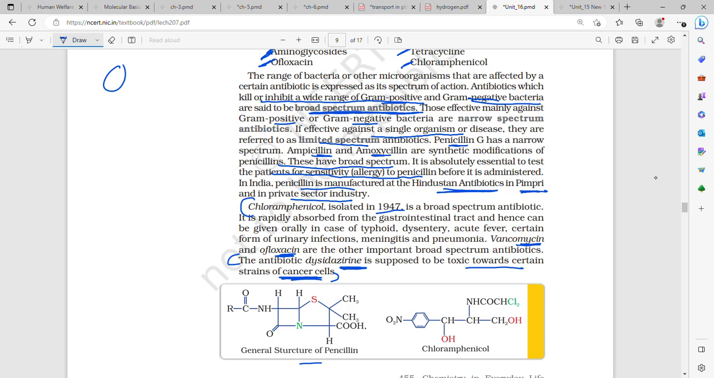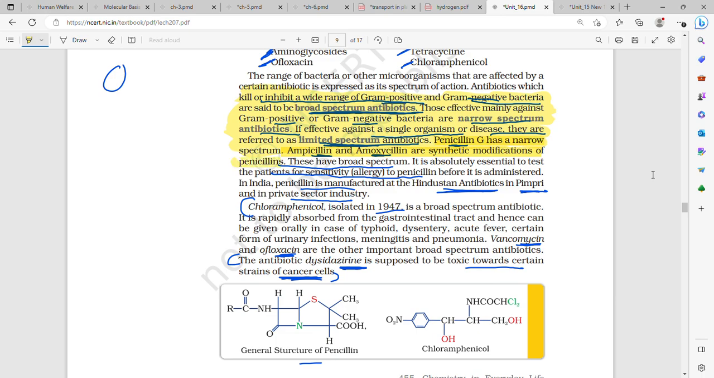Those effective mainly against gram-positive or gram-negative bacteria are narrow-spectrum antibiotics. They are effective against a single organism or disease, and are referred to as limited-spectrum antibiotics. So narrow-spectrum antibiotics are also called limited-spectrum antibiotics. Why? Because they are efficient against only a particular disease, pathogen, or single organism. Ampicillin and amoxicillin are synthetic modifications of penicillin.